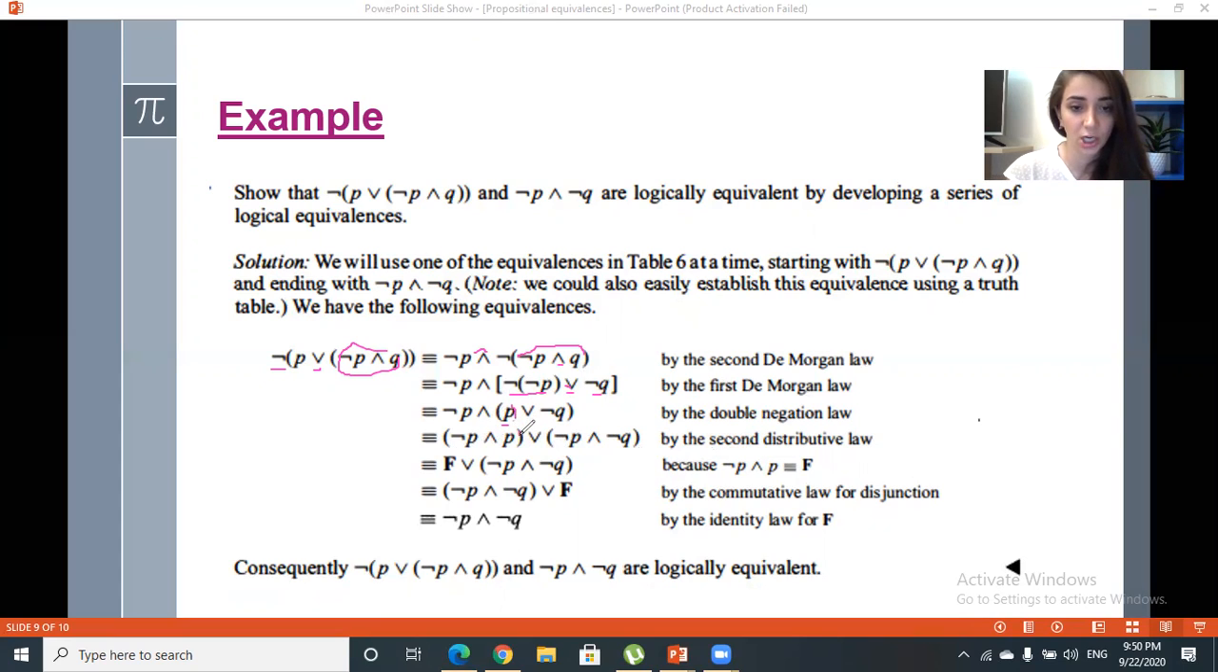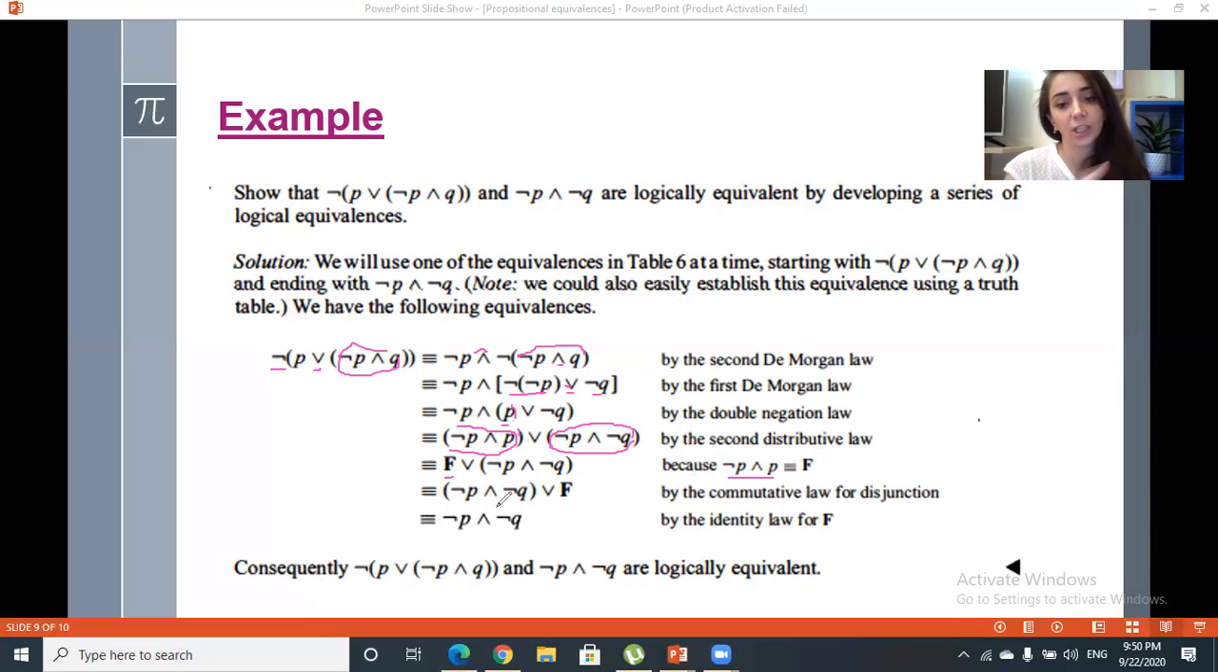And by the second distributive law we use ¬P ∧ P here, okay, ¬P ∧ P, disjunction ¬P ∧ ¬Q. We know that ¬P ∧ P is always a contradiction. This is always false. And if we find the disjunction between the contradiction and this operator, we can write it like that.